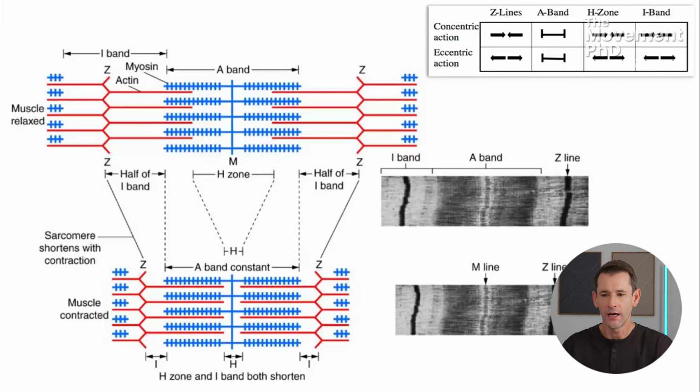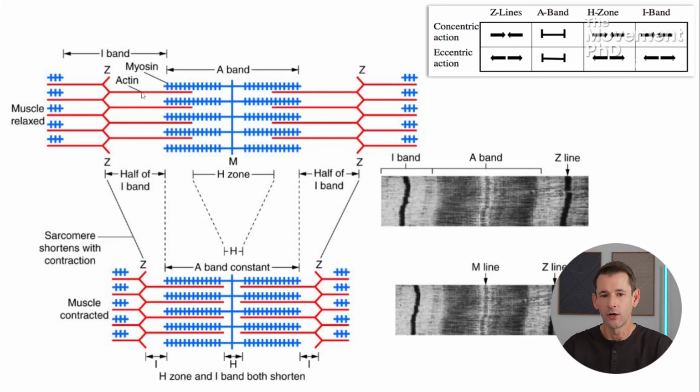Now that we know how that actin is pulled across that myosin during that muscle contraction, let's talk about what happens to different regions in the sarcomere during that contraction. So let's go through these zones first. On the outside of the sarcomere, you have that Z disc or that Z line.